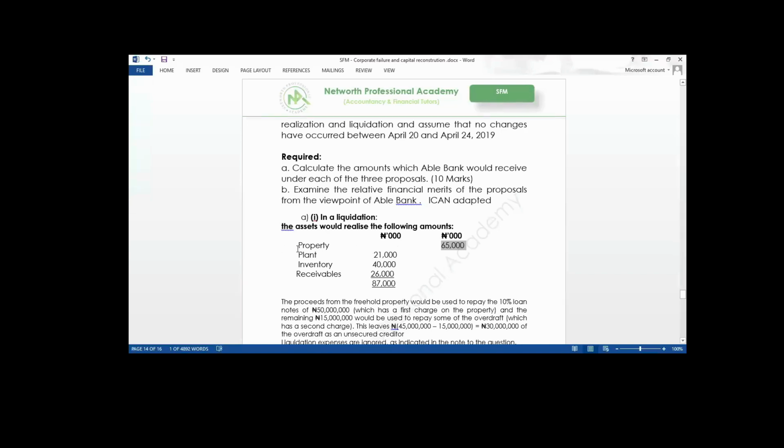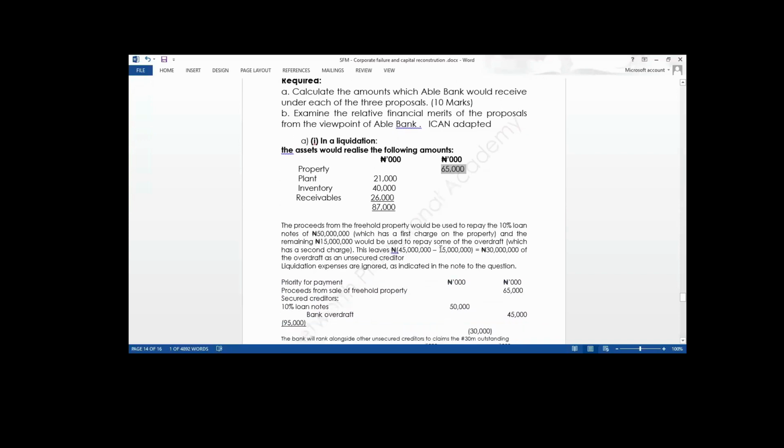Why we separated this was because freehold property is a fixed charge asset. Any proceed realized from this asset must be applied to the liability involved. And now move to the next stage.